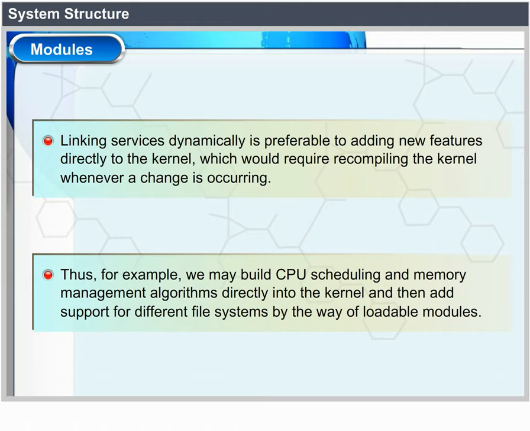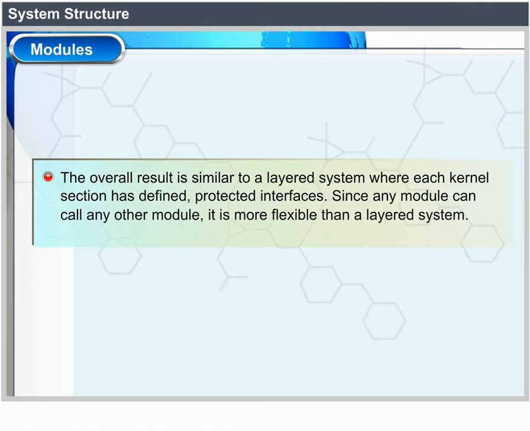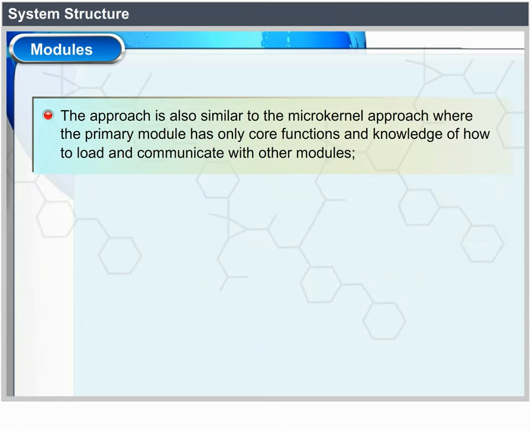The overall result resembles a layered system in that each kernel section has defined, protected interfaces, but it is more flexible than a layered system because any module can call any other module. The approach is similar to the microkernel approach in that the primary module has only core functions and knowledge of how to load and communicate with other modules, but it is more efficient because modules do not need to invoke message passing in order to communicate.